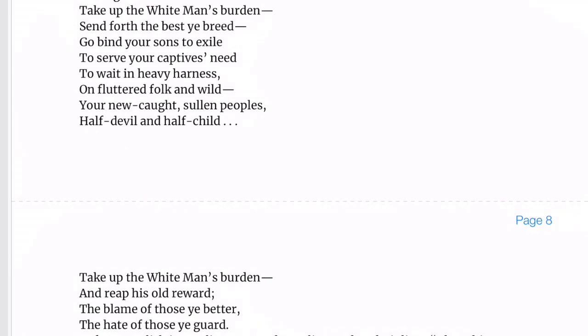Take up the white man's burden, send forth the best ye breed. Go bind your sons to exile, to serve the captive's need. To wait in heavy harness on fluttered folk and wild, your new caught sullen peoples, half devil, half child.